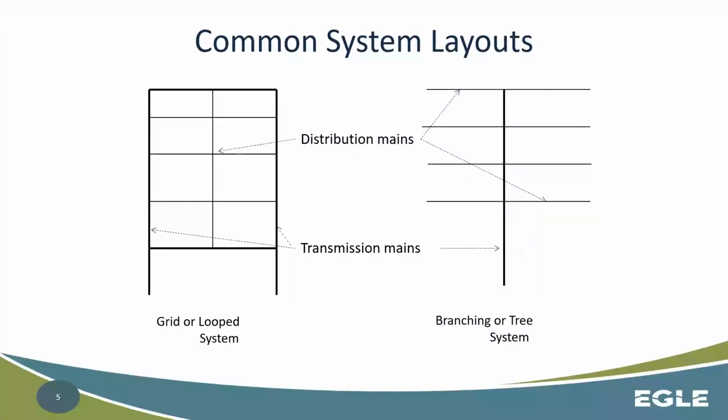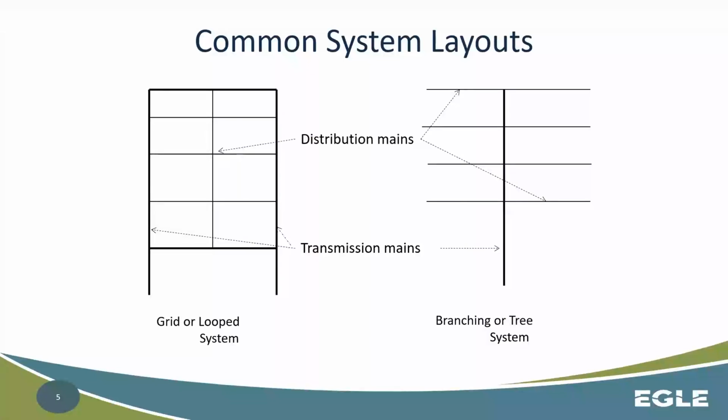So off of those distribution mains, you typically have your service lines and things like that that actually go to the direct homes. But again, large amounts of water go through the transmission mains, and then start to get delivered to those individual areas via distribution mains. And then the other side, on the right, is that branching or tree system.